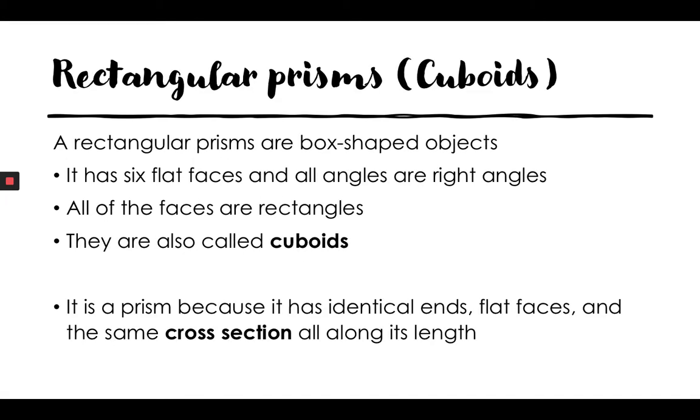We also have rectangular prisms, which are probably the more familiar term. They're also called cuboids. Rectangular prisms are box-shaped objects. It has 6 flat faces and all angles are right angles. All of the faces are rectangles. In your homework, cuboid will be the term it uses instead of rectangular prism, so just remember that. It is a prism because it has identical ends, flat faces, and the same cross section all along its length.